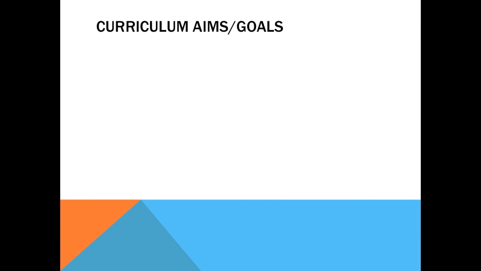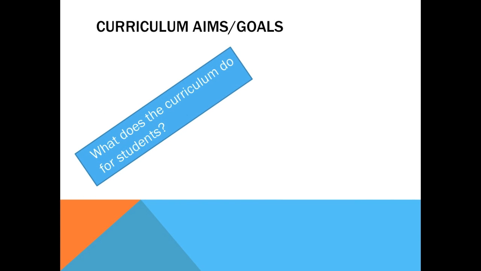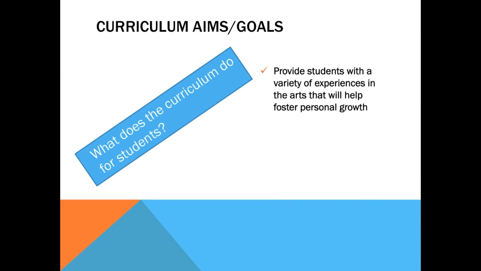So the curriculum aims and goals. What does the curriculum do for students? This is the most important thing essentially. What will the students get out of it? Well, it will provide students with a variety of experiences in the arts that will help foster personal growth. This may involve self-exploration activities, reflection activities, as well as many other activities that will really help foster personal growth in the students of tomorrow or today.